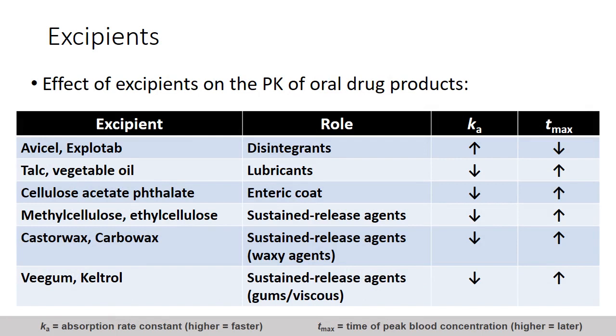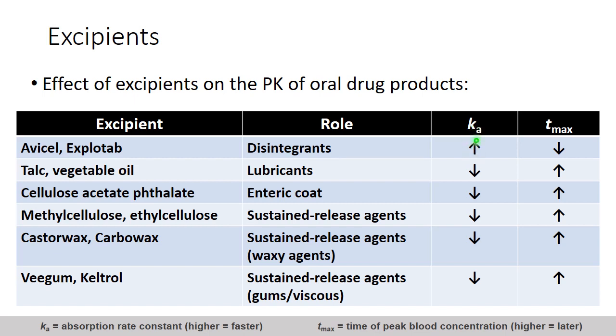The effect of excipients on the peak pharmacokinetics of oral drug products, these are some examples here. And this is a really important point: how do excipients affect drug product performance? Some of these are brand names, Avicel, Explotab. As you can tell from the name, maybe, this helps to disintegrate the tablet more rapidly. And I haven't talked about this yet, but the Ka is the rate constant for absorption. So the higher that is, the faster the absorption from the GI tract.